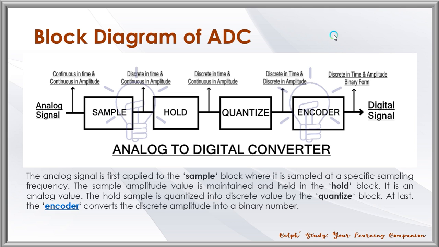And then the sample amplitude value is maintained and held in the hold block. So, there is a hold block. Next, there is an analog value. The held sample is quantized into a discrete value by the quantizer block. Later on, we will discuss these blocks in detail. At last, the encoder converts the discrete amplitude into a binary number. In order for us to represent the value in its digital form, our output should be a binary number.